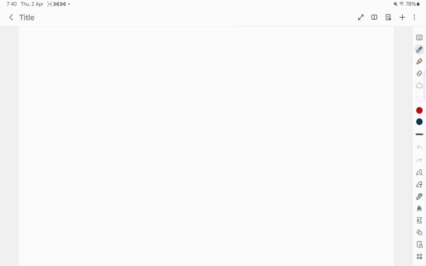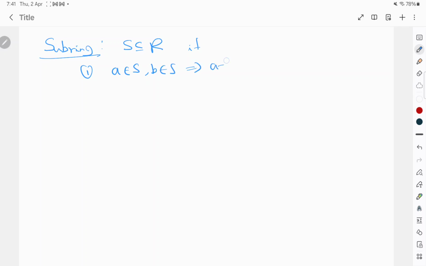In our last class, we discussed subrings. What is a subring? We discussed there are two criteria. If a subset S of R, where R is a ring, satisfies them, then that set will be a subring. S is said to be a subring if one, A belongs to S and B belongs to S implies A minus B belongs to S, right?